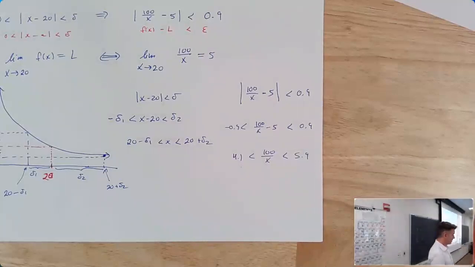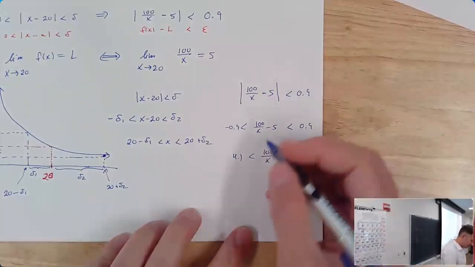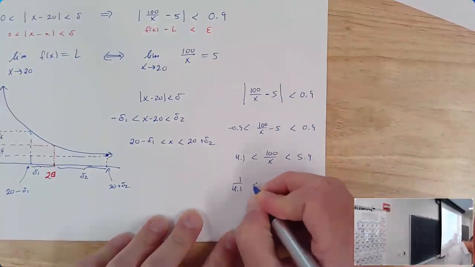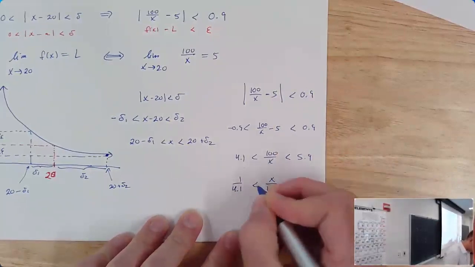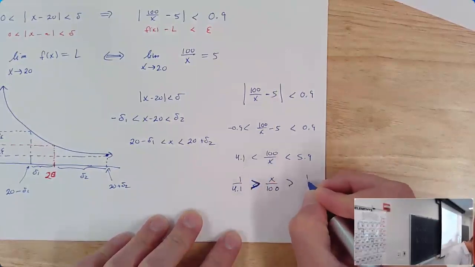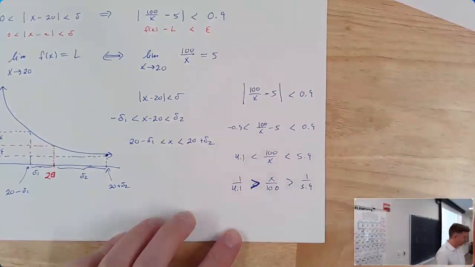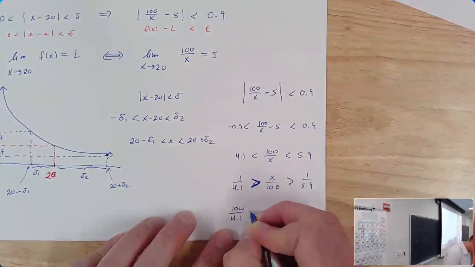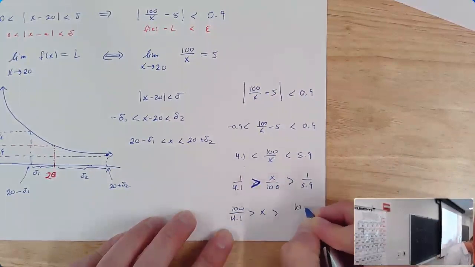One with x and delta and the other with like our function f. Right. And the idea is to get both of them to a place where x is isolated in the middle. So I'm going to take the reciprocal of both sides here. It's going to get kind of ugly. I'm going to have 1 over 4.1 is less than x over 100. Oh, sorry, is bigger than x over 100 is bigger than 1 over 5.9. And then finally, I'm going to multiply everything by 100. So 100 over 4.1 is bigger than x is bigger than 100 over 5.9.